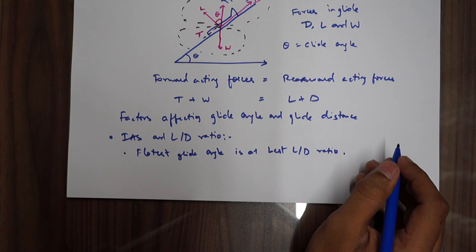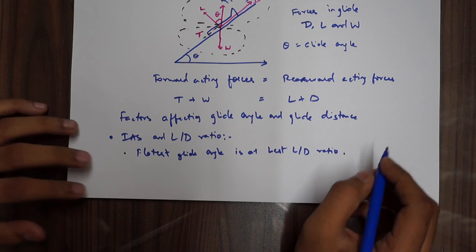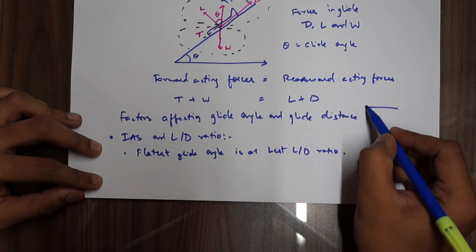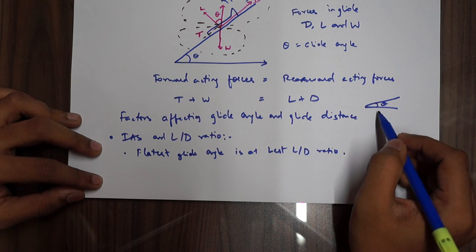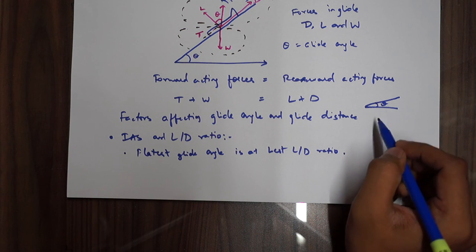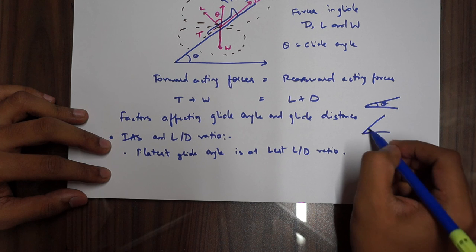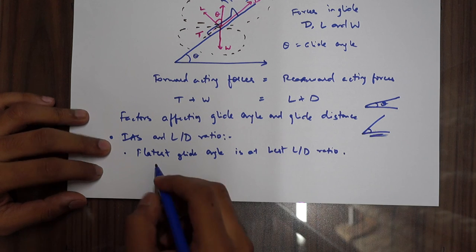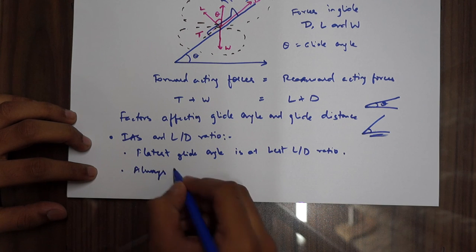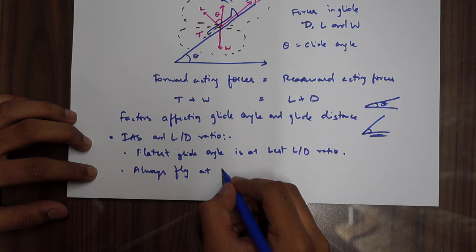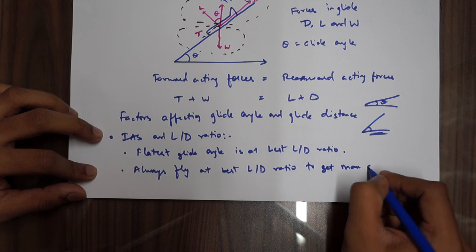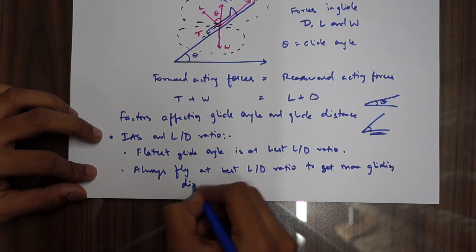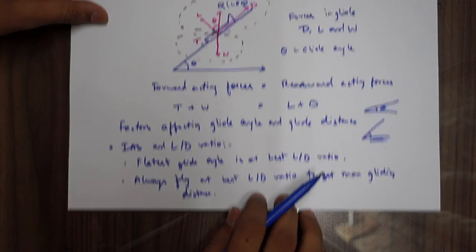Any increase in drag results in a higher glide angle or a steeper approach. So the flattest glide angle will be at the best L by D ratio. If you increase any drag on this, it will result in a steeper descent, and your distance won't be covered. You won't be gliding far. Always fly at best L by D ratio to get maximum gliding distance. Just like I mentioned, if you have a flat glide angle, you'll go further. If you have a steeper approach, you may just fall short of your target.